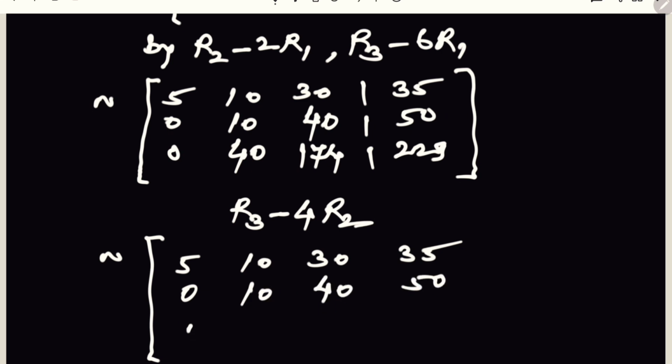Changes in the third row by R3 minus 4R2: 0 minus 0 we get 0, 40 minus 40 we get 0, 174 minus 160 we get 14. And 228 minus 200, 50 into 4, that is 200. Therefore, we get that value as 28. It is not 29, it is 28. It must be 28.